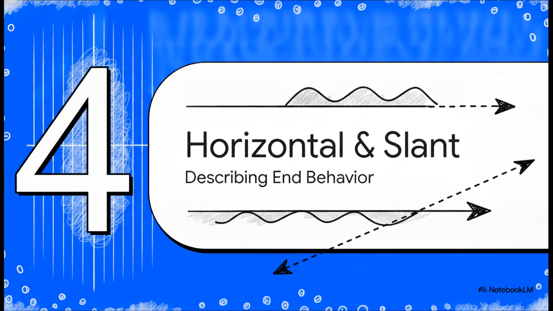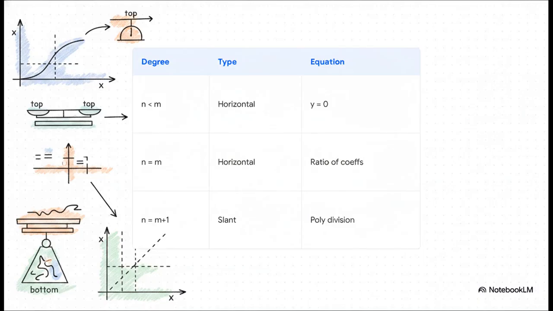All right, Section 4, horizontal and slant asymptotes. Now we're looking at a completely different kind of boundary. While vertical asymptotes tell us about strict domain rules, these new ones tell us about end behavior. Comparing the highest exponent, the degree, of the top to the bottom is basically your ultimate cheat sheet for this end behavior. It instantly cracks the code of where the graph is heading horizontally. Let's call the top degree n and the bottom degree m.